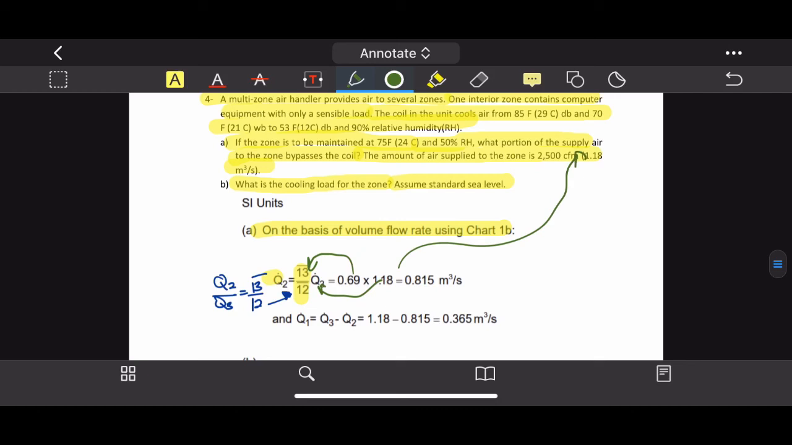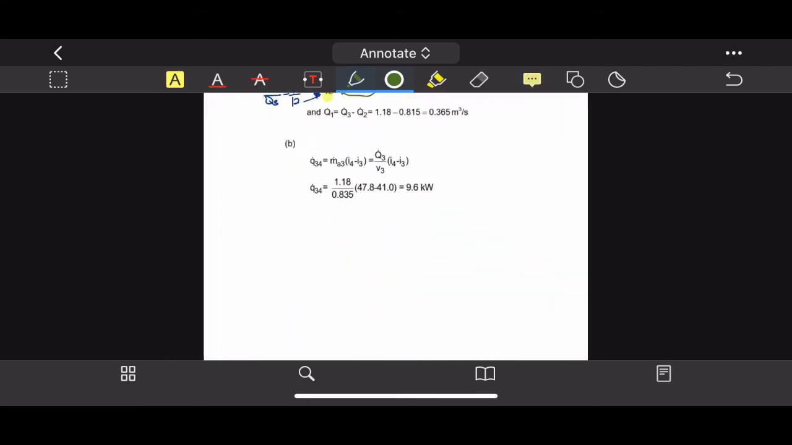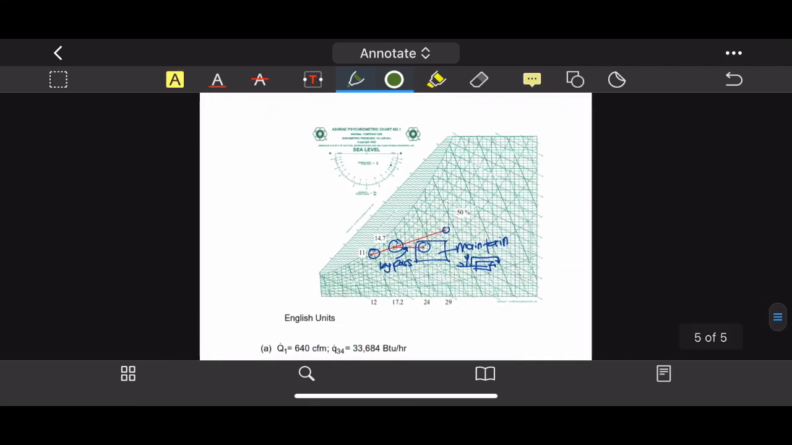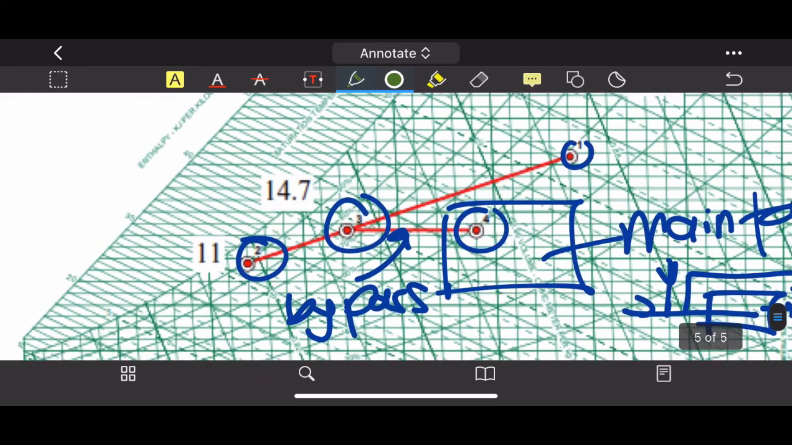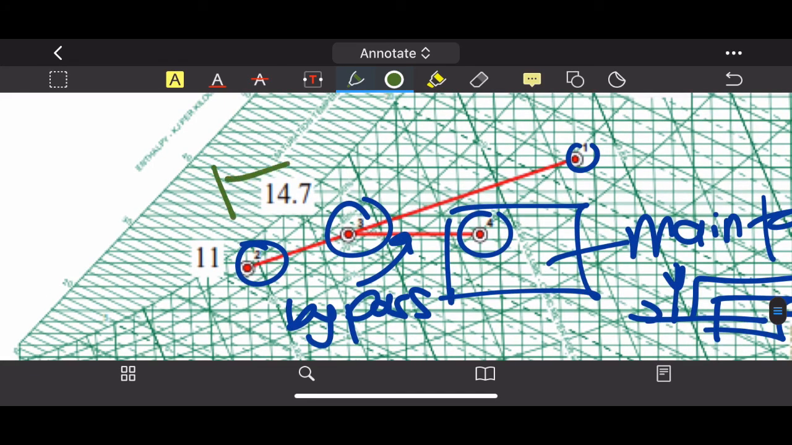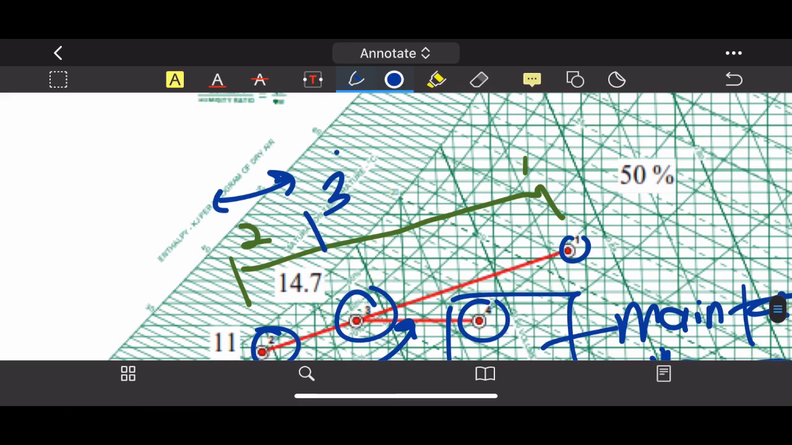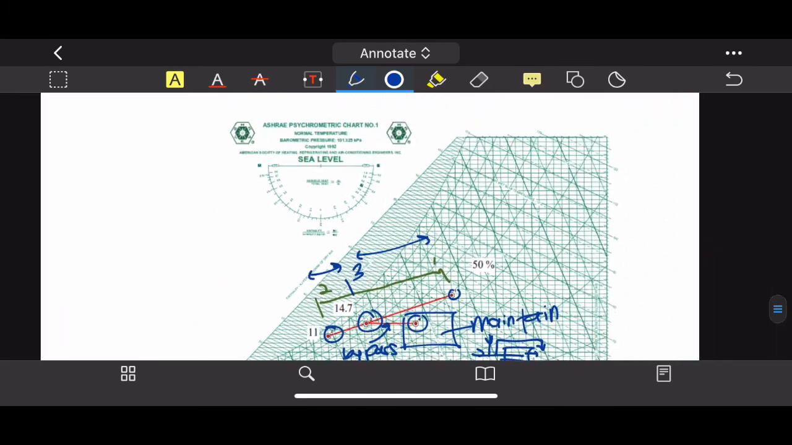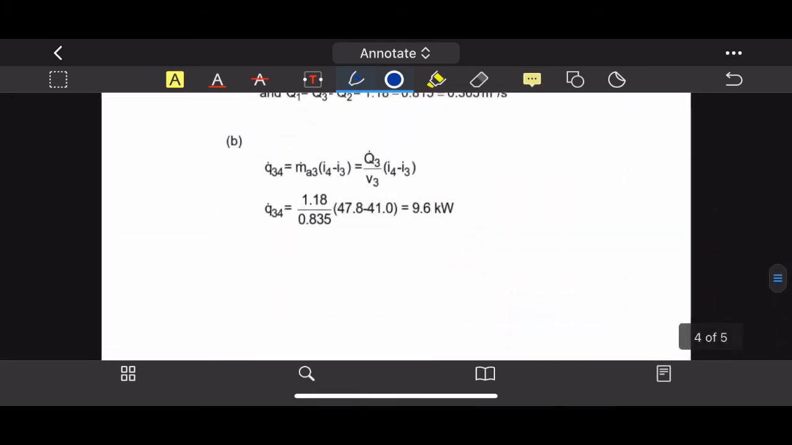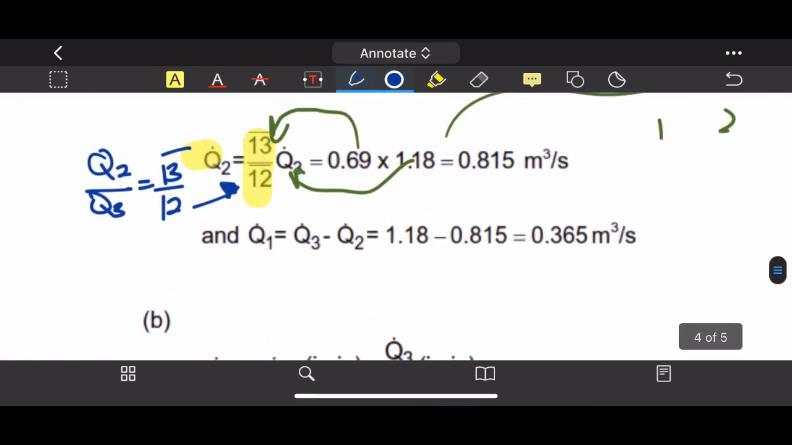So what you need to do is locate point 1, point 2, and point 3 on the psychrometric chart. From there, find the distance between these, right? So from 2 to 1 or 1 to 2, doesn't matter. And also find the distance between 2 to 3 and 3 to 1, right? And so from there, you can use the distance. So 1 to 3 and 1 to 2.